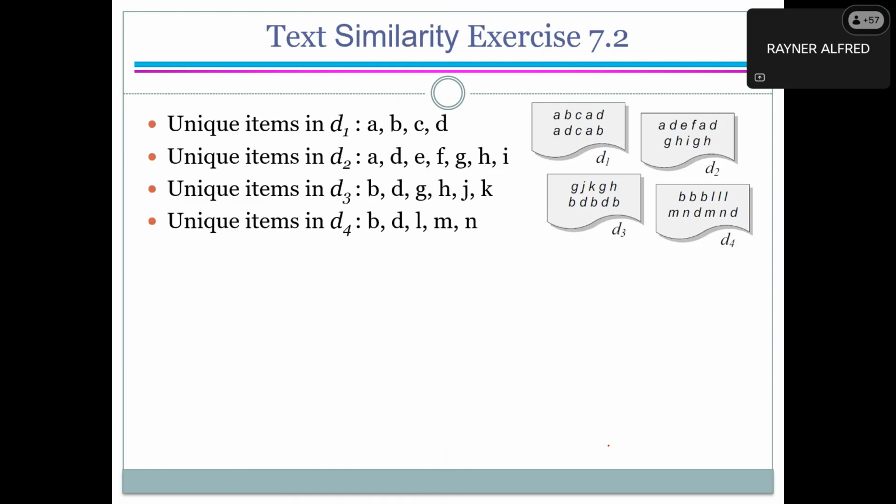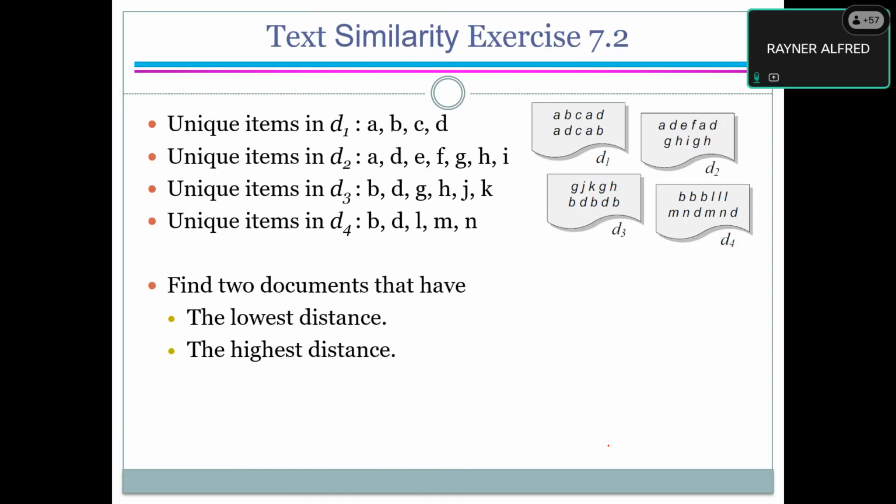So this is your practice. They said, okay, given document 1, document 2, document 3, and 4, find the lowest and the highest distance. The one that we did previously, we only did 1 and 2, 1 and 3, 1 and 4. So you need to find D2 and D3, and then D2 and D4, and then finally D3 and D4.